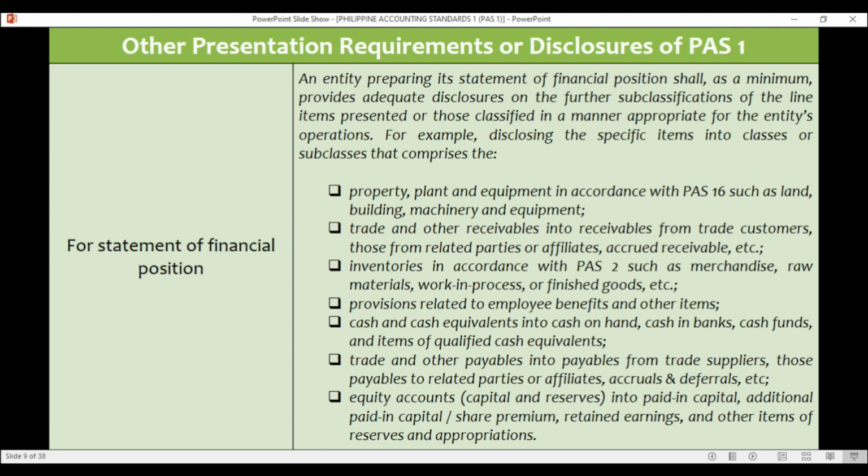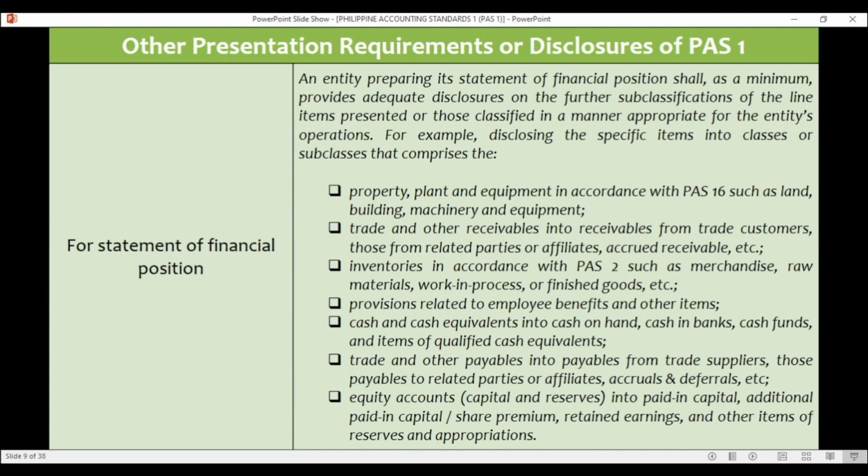If the one line item, property, plant, and equipment, is already presented in the statement of financial position, the subclassification should be presented and disclosed in the notes to financial statements. Or, if the manner of presentation so requires that land, building, machinery, and equipment be presented in the statement of financial position, such should also be disclosed in the notes to financial statements, along with the reason for presenting that kind of subclassification. Also, we have trade and other receivables, into receivables from trade customers, those from related parties or affiliates, then accrued receivables, and so on.